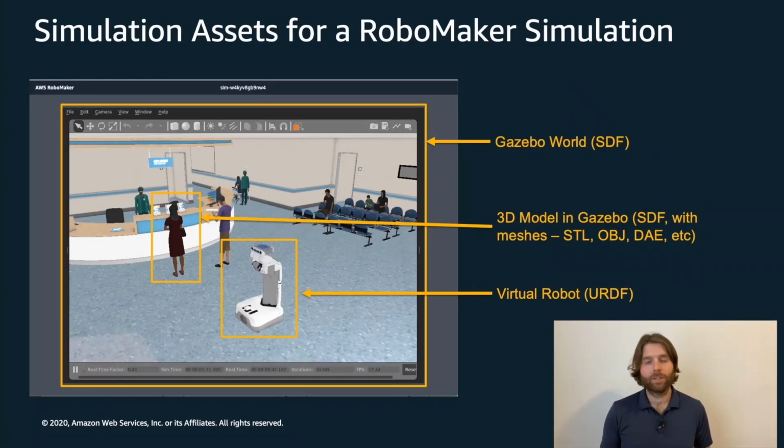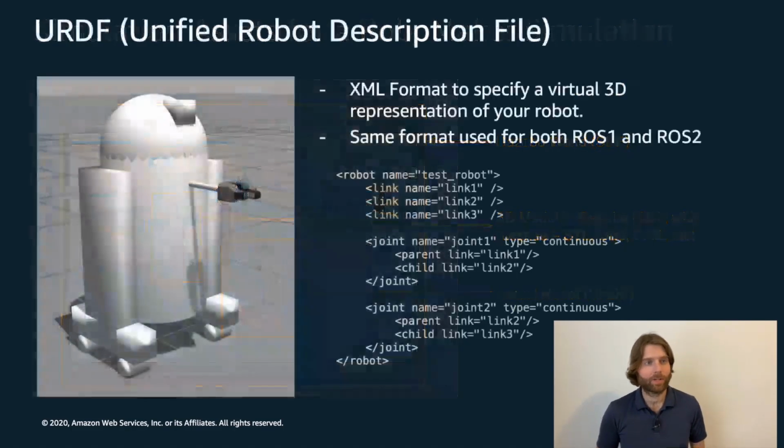Here is a sample simulation application running in an AWS RoboMaker simulation job using Gazebo. Today, we'll talk about three main components of the Gazebo simulation. First, we'll dig into how to define a virtual robot with the Unified Robot Description Format files. Next, we'll dive into 3D Gazebo worlds and discuss the Simulation Description Format, SDF, along with common 3D mesh formats that can be used to render your realistic objects.